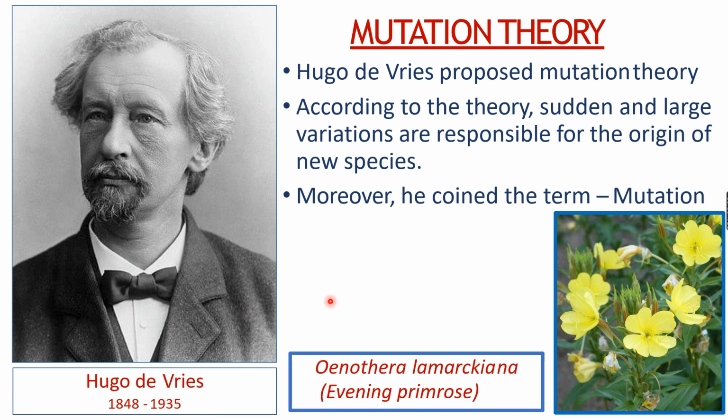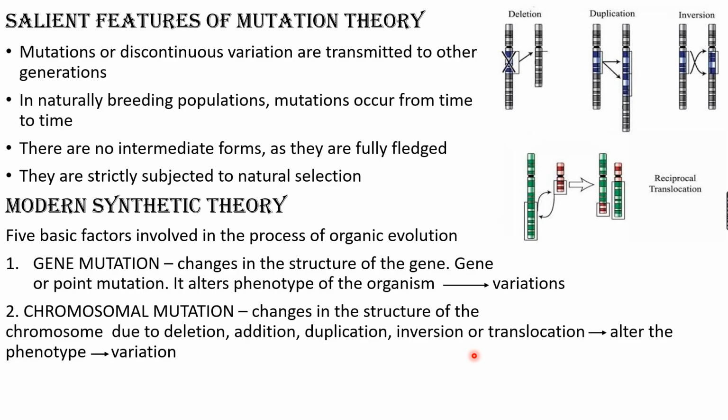So he conducted various experiments in the plant called evening primrose plant, and flowers of various colors formed due to mutation, and this plant is known as evening primrose plant, Oenothera lamarckiana. Okay, and with this plant he showed and proved that mutation leads to various coloration in the flowers.